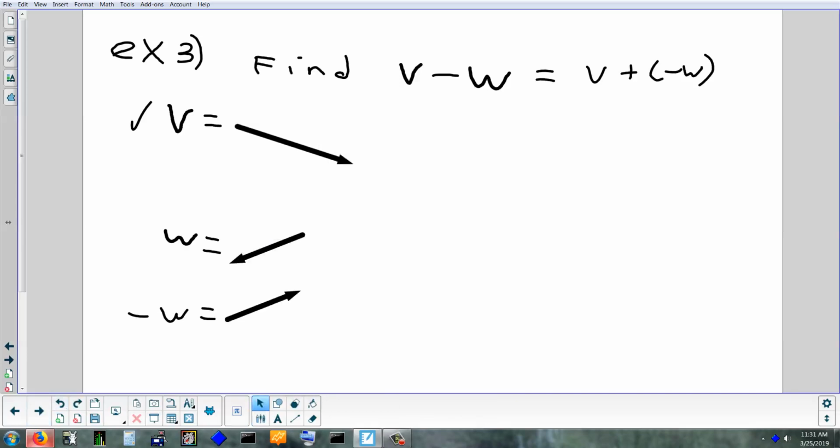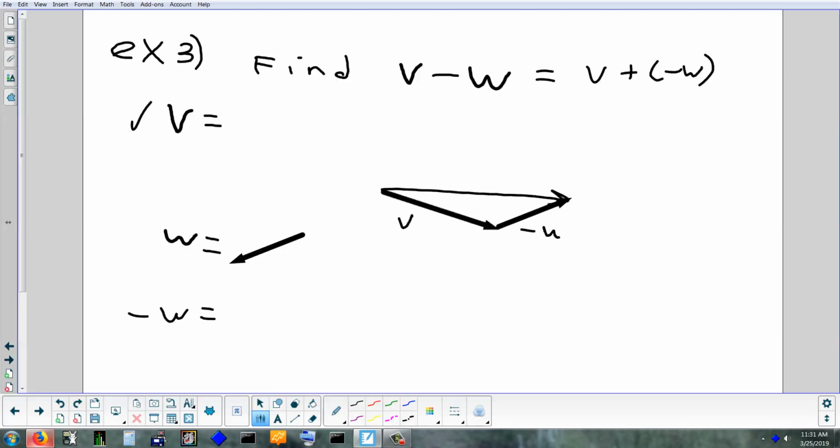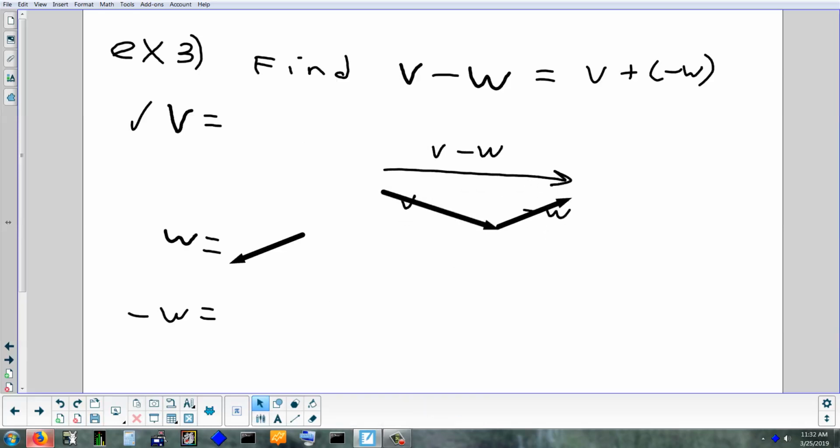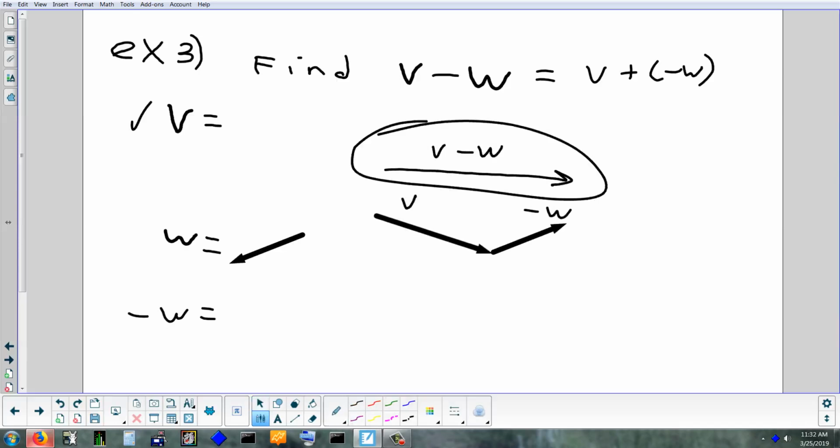Now from here, just do what we did before. Take v, add negative w to it, so you're really subtracting, and then draw your final answer. V, negative w, and that on the top is v minus w. I'm just going to separate it off so you can see it. Right there. And that's your answer. Okay. Questions on that? That's how you do subtraction.